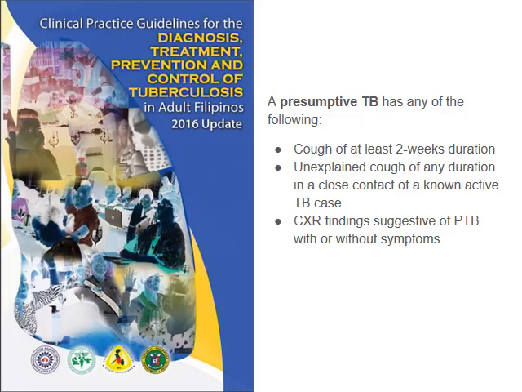In the 2016 update for the Diagnosis, Treatment, Prevention, and Control of Tuberculosis in Adult Filipinos, the clinical practice guidelines mention that a presumptive TB has any of the following: cough of at least 2 weeks in duration, unexplained cough of any duration in a close contact of known active TB disease, or chest X-ray findings suggestive of PTB with or without symptoms.